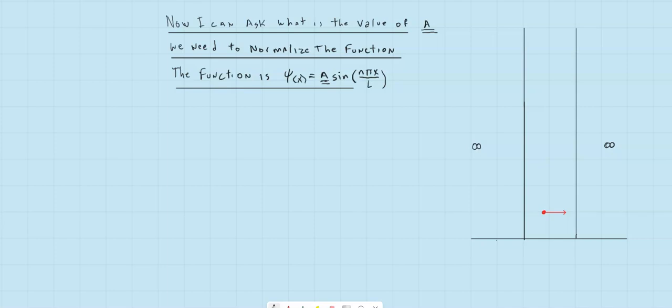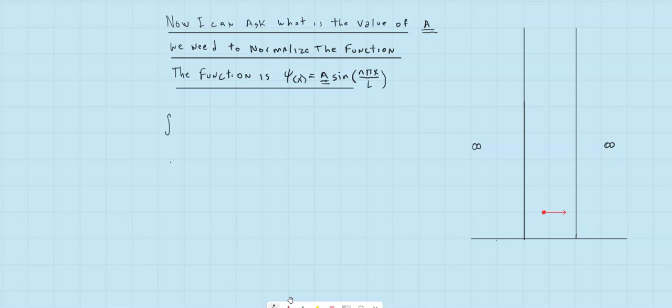Now we can ask ourselves, what is the value of A? In order to do that, we need to normalize the function. The function is psi of x equal to A sine of n pi x over L. Thus, we need to find the value of A. Well, for that, what we need to do is integrate.